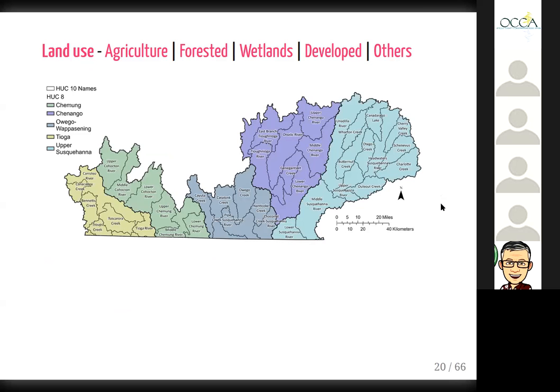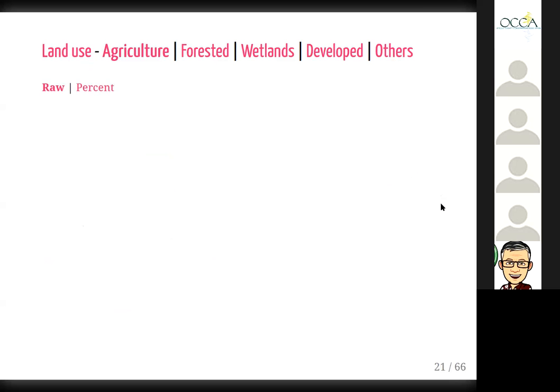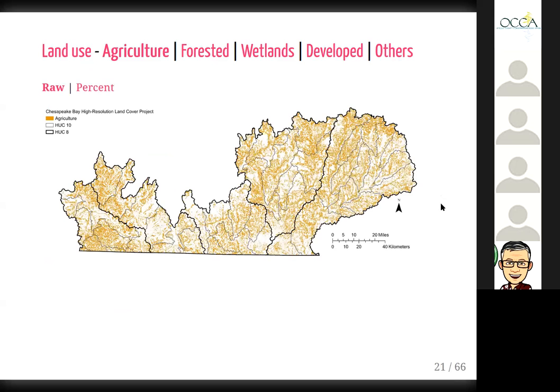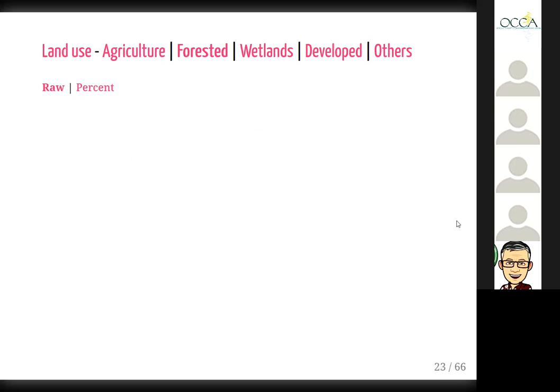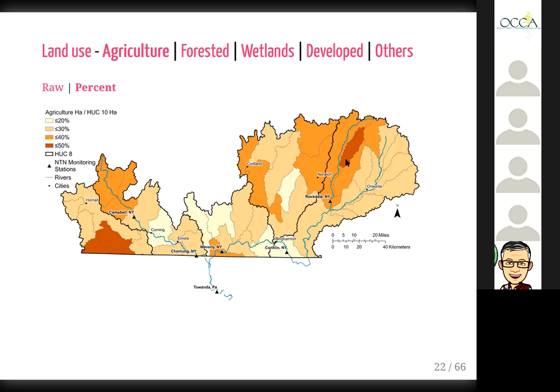But we can go through each land use has its own map. So this is the raw area of the 1 meter data set from Chesapeake Bay program, and it shows the agriculture for cropland, hay, and pasture. And then we also created a percent map that shows the density of the land use. So you can see the areas where they have the most cropland.